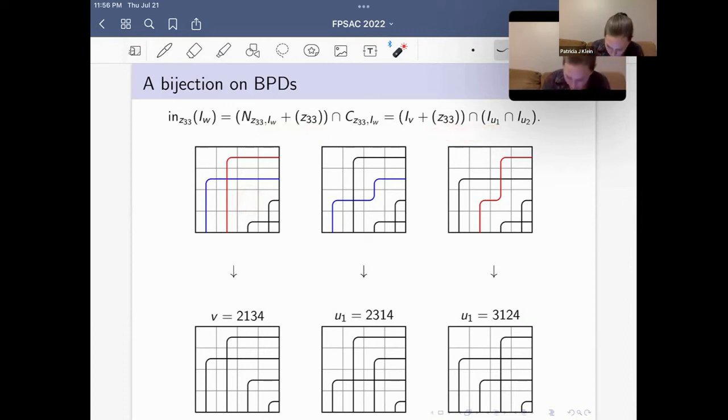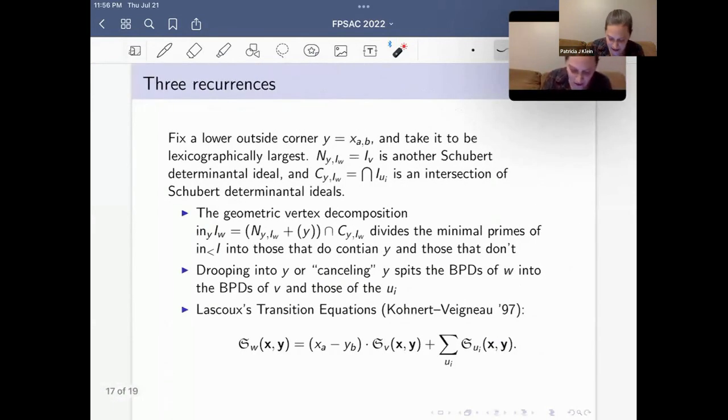And we're getting that by either freezing this square, and we freeze it by going to a permutation that is smaller, by multiplying by a transposition and decreasing the Coxeter length, or by getting permutations that are the same size, same Coxeter length, but where the boxes move northwest. So we have these 3 recurrences.